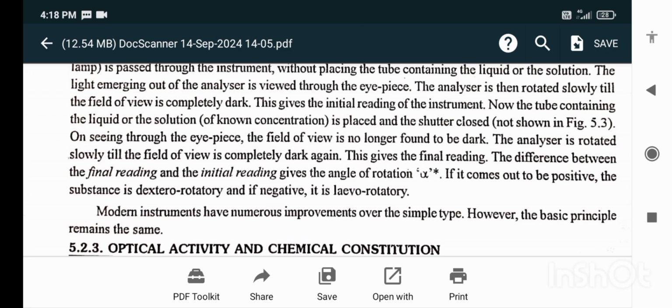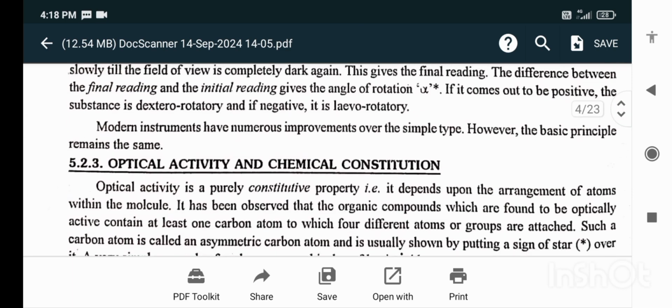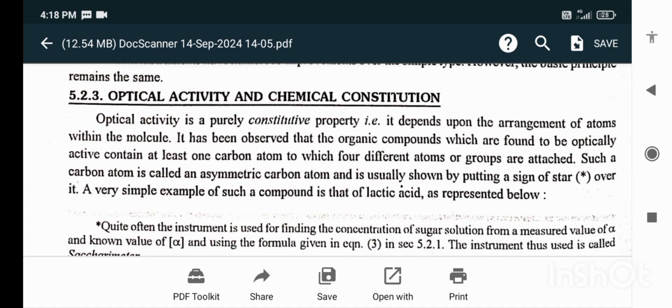Modern instruments have numerous improvements over the simple type. However, the basic principle remains the same. Optical activity and chemical constitution. Optical activity is a purely constitutive property, that is, it depends upon the arrangement of the atoms within the molecule. It has been observed that the organic compounds which are found to be optically active contain at least one carbon atom to which four different atoms or groups are attached. Such a carbon atom is called an asymmetric carbon atom and is usually shown by putting a sign of star over it. A very simple example of such a compound is that of lactic acid, as represented below.